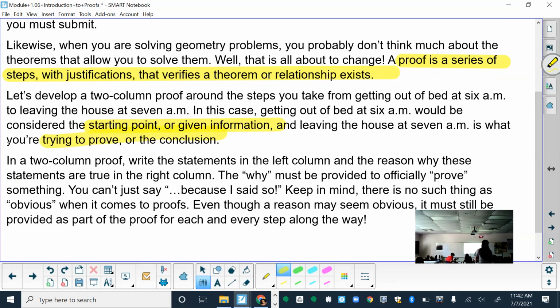All right, any questions so far? So kind of just highlighting important points. I know there's a lot of words there. Okay, so the why must be provided to officially prove something.